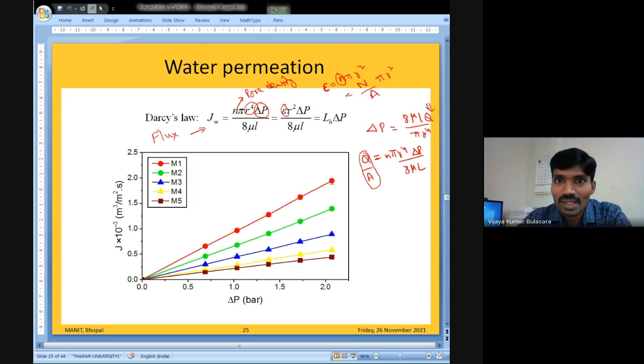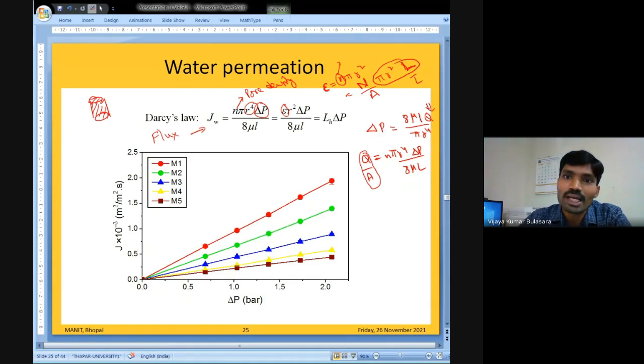Okay, now this pi r square, if you multiply the numerator and denominator by L, so n is the number of pores into pi r square, which is the cross-sectional area of each pore opening. This area multiplied by this length will give you the volume of each pore. Pi r square L is the volume of one pore, multiplied by the number of pores, capital N, because this N is pore density, the number of pores divided by cross-sectional area. So you are multiplying the numerator and denominator by the pore length.